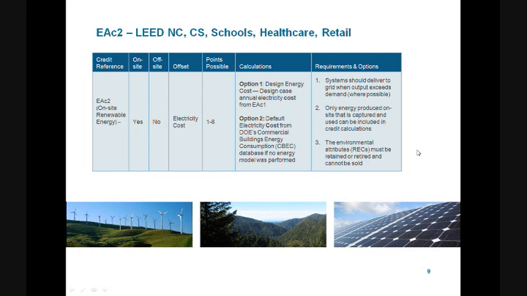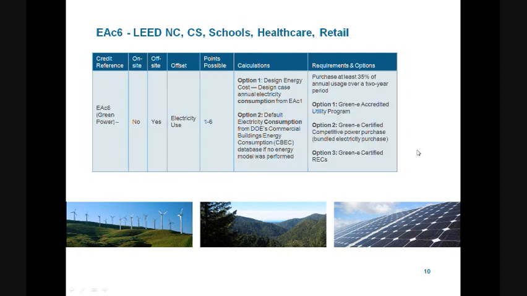EAC6 is for the same rating systems: new construction, core and shell, schools, healthcare, and retail. But instead of on-site green power, we're now talking about off-site green power. And we'll talk about what that means in a second. Now, unlike EAC2, we're talking about electricity use. What percentage of your use are you offsetting by purchasing green power? Not quite as many points are available, but up to 6, instead of up to 8. And the way you calculate it is just the same. You're either going to have the data from EAC1, or you're going to use the default consumption figures from the Department of Energy's CBECS database.